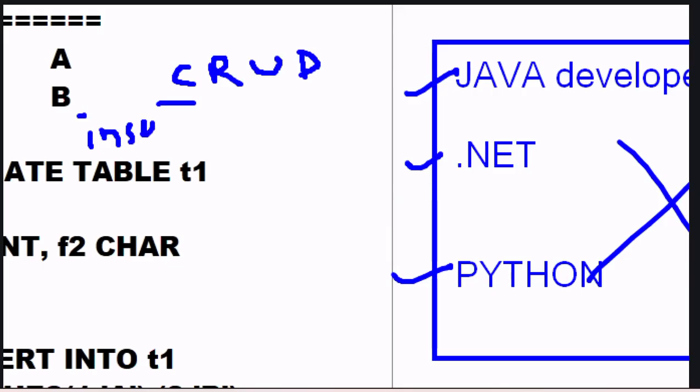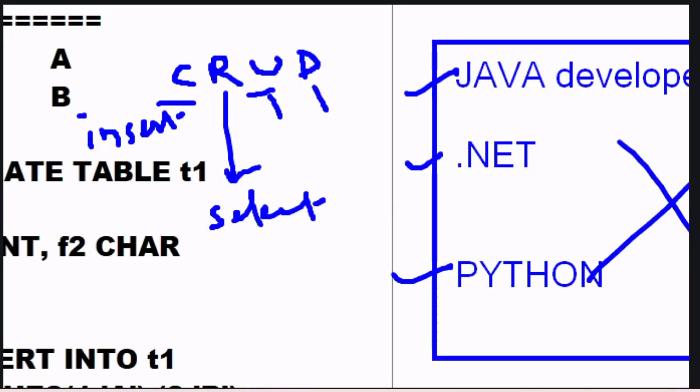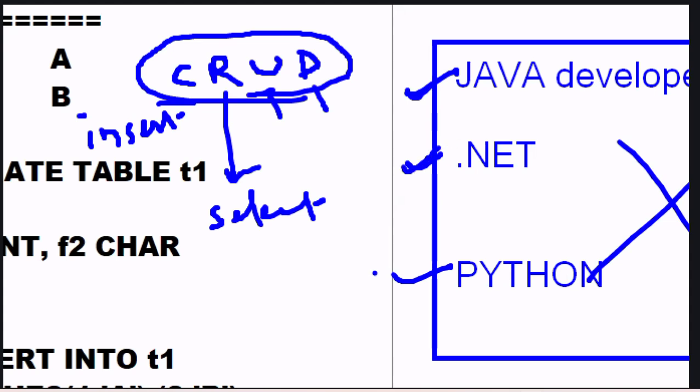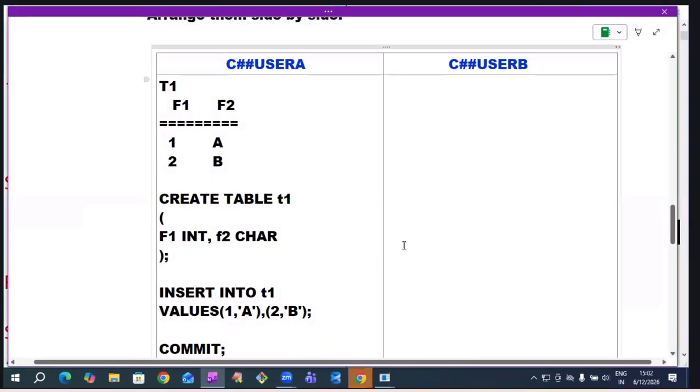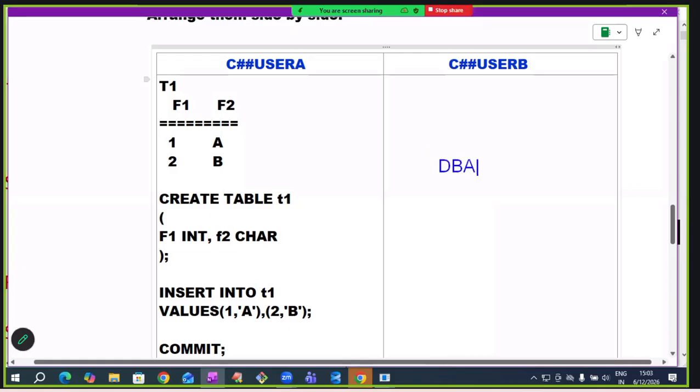C means create, sir. Create means the insert command. Creating a row means the insert command. R means read. For reading data from a table, we use the select command. U means update. D means delete. These CRUD operations are very important for Java, .NET, and Python developers, whereas grant and revoke are not that important. For knowledge purposes, I explained. But these are mainly used for administration purposes.